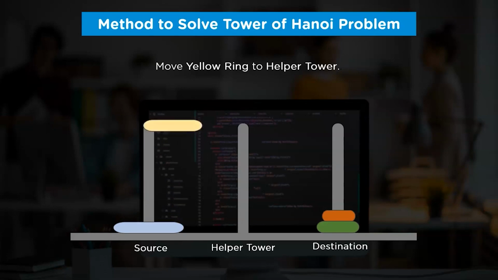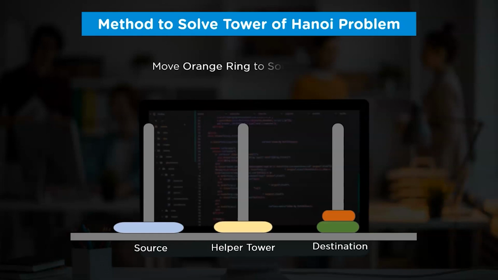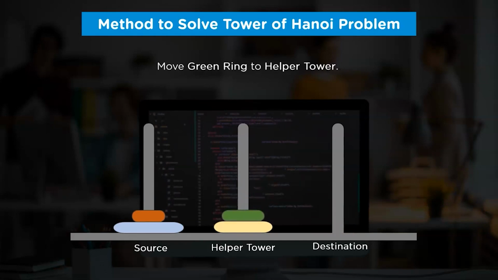So let's take our yellow ring from the source tower to the helper tower. Now, we'll move the orange ring to the source tower. Further, we'll move the green ring to the helper tower. This movement will make our destination tower empty so that we can bring this larger disk to it. Next, we'll move the orange ring to the helper tower. This move will make room for the transfer of the largest disk to the destination tower.